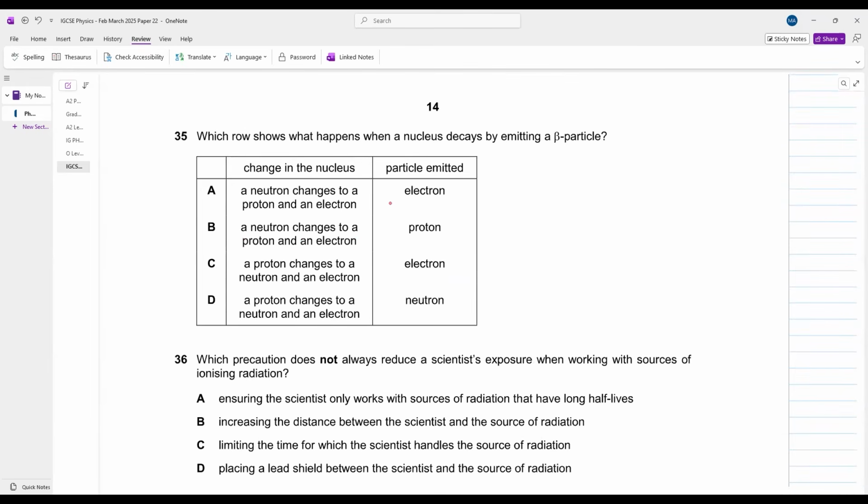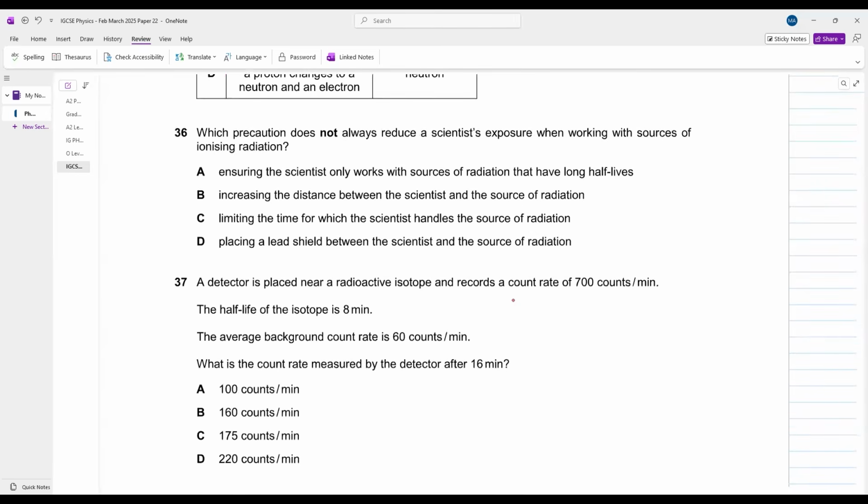Let's move on to 35. Which row shows what happens by emitting a beta particle? बेटा, beta particle emit करने से क्या होता है? Your neutron changes to a proton and an electron is emitted. A is your answer.